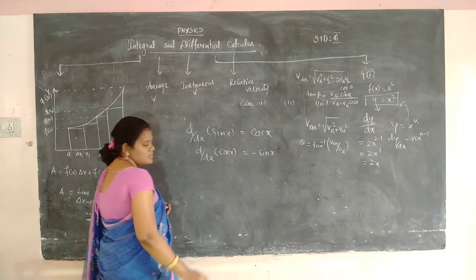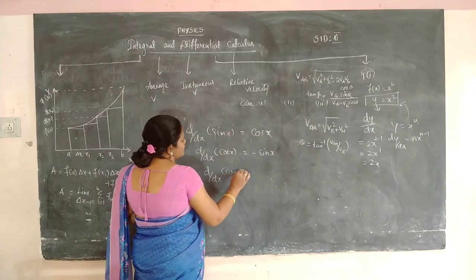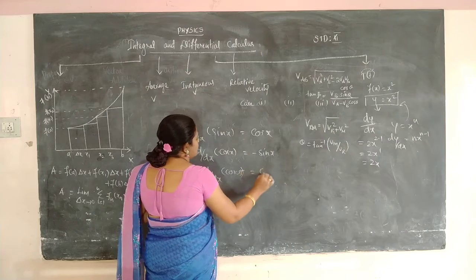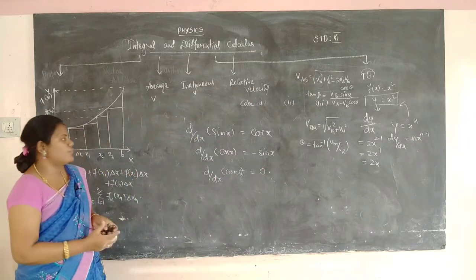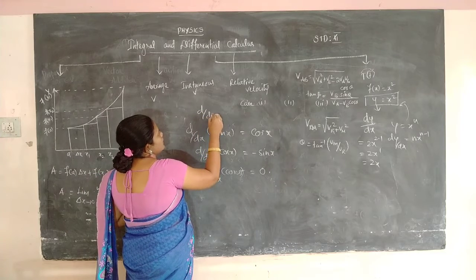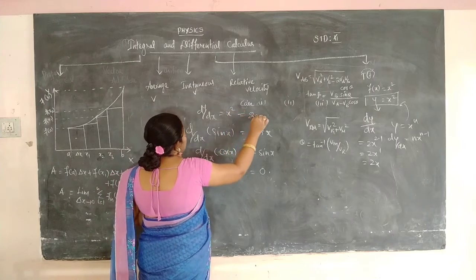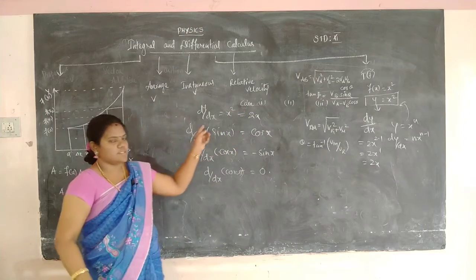Okay, then d by dx of a constant: if you differentiate a constant, that value will be 0. So dy by dx of x square is 2x. X cube is 3x square.